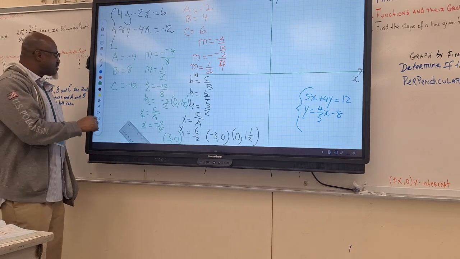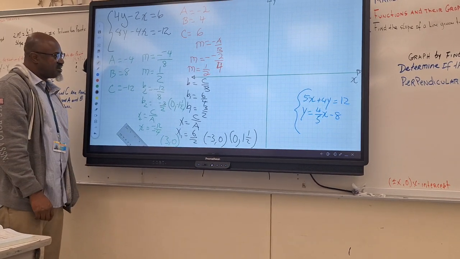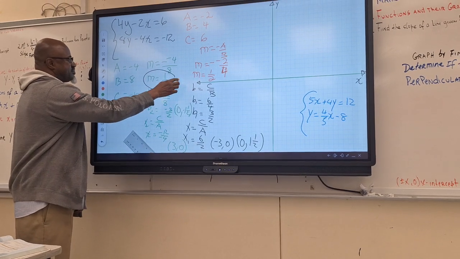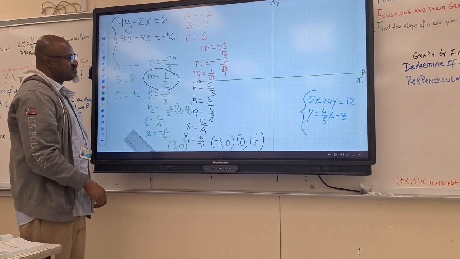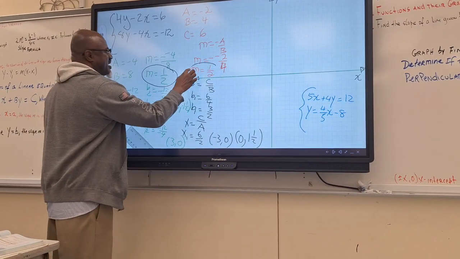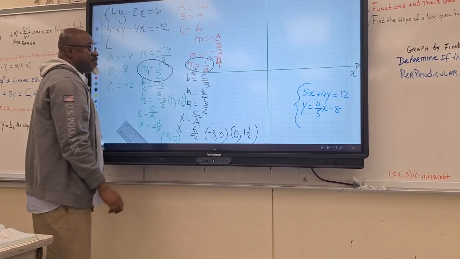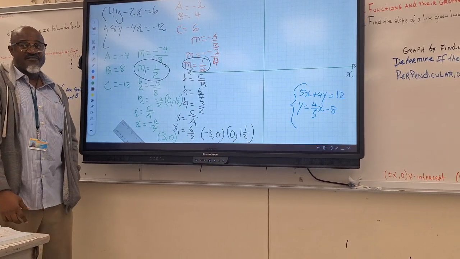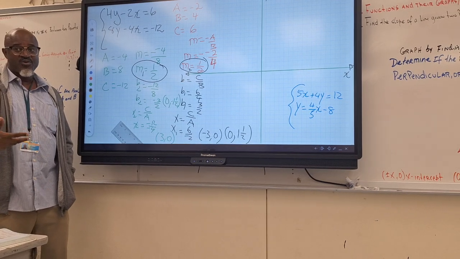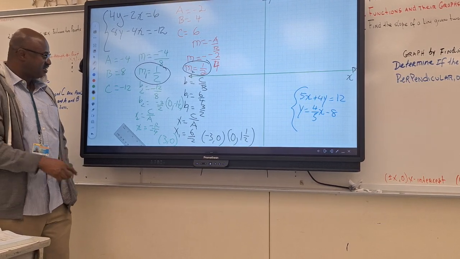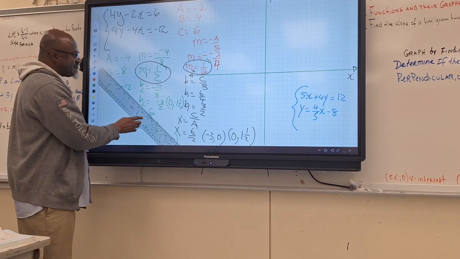Now let's compare the slope. That will tell you exactly what you need to know. This is the first slope, and what is the second slope? Same thing. What can you conclude based on that? They are parallel. So before you graph it, you should be able to tell what the outcome is going to be if you pay attention to your slope.